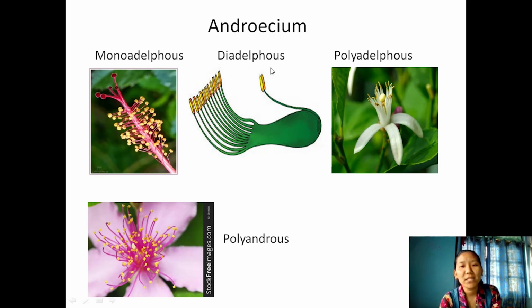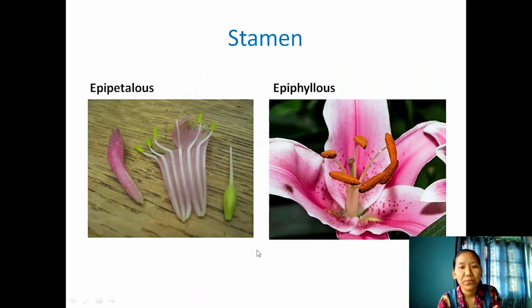which is found in leguminous plants here. And then polyadelphous, where the anthers and the filaments are fused, but they are fused in many groups. So we call it polyadelphous, usually found in citrus. And here, this is an example where the filaments of the androecium do not fuse at all. They are free, and that is called polyandrous.